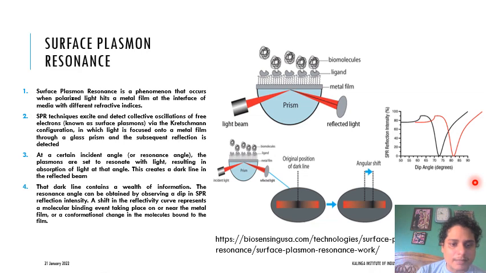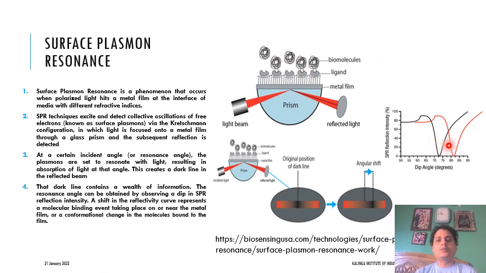The binding event is taking place at or near the metal film. That means these biomolecules are coming and getting attached to this particular ligand. These biomolecules, which come in the form of analyte, enter this interface and get attached to the ligands. Due to the attachment of the ligands, there is a shift in the curve, or there is a conformational change in the molecule bound to the film.